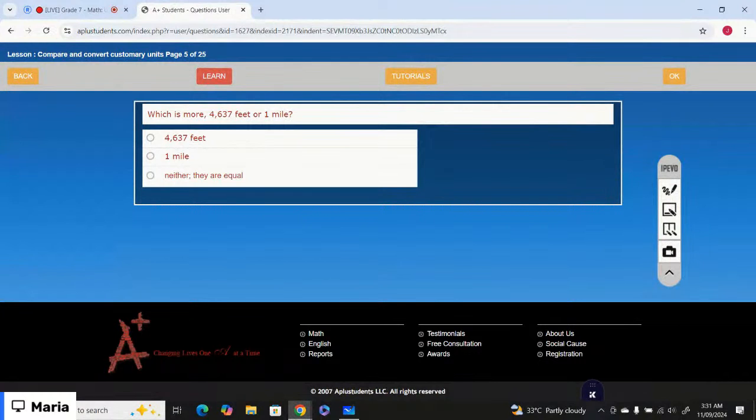Which is more, 1 mile or 4,637? Which is the correct option? 1 mile is more, right? Because 1 mile is 5,280 feet. Okay, you can complete the lesson by yourself later today. Let me just move on to the next lesson.